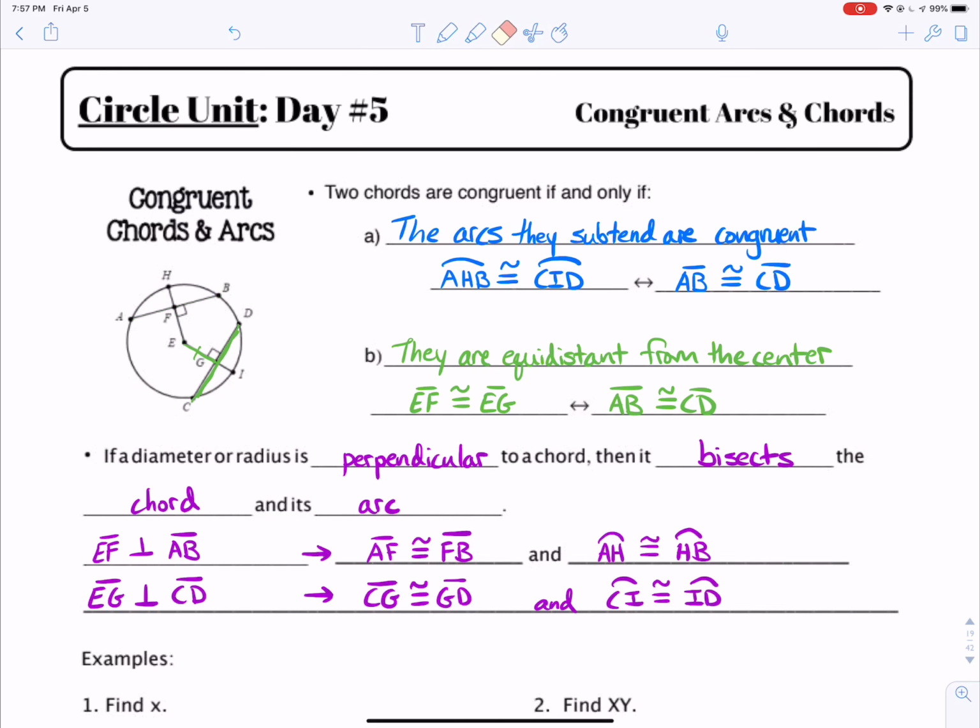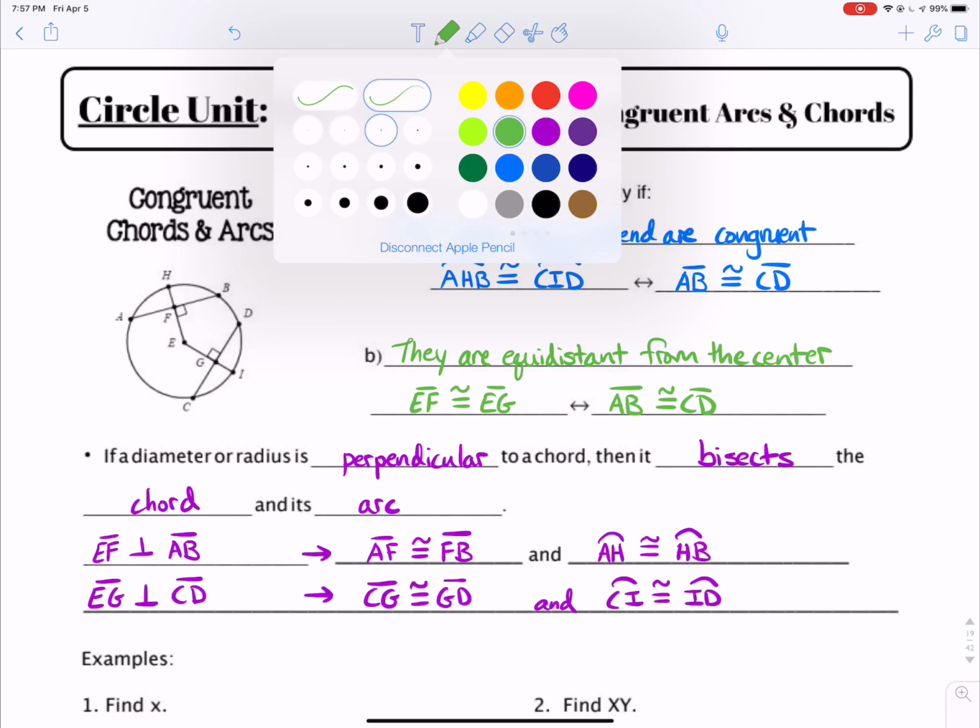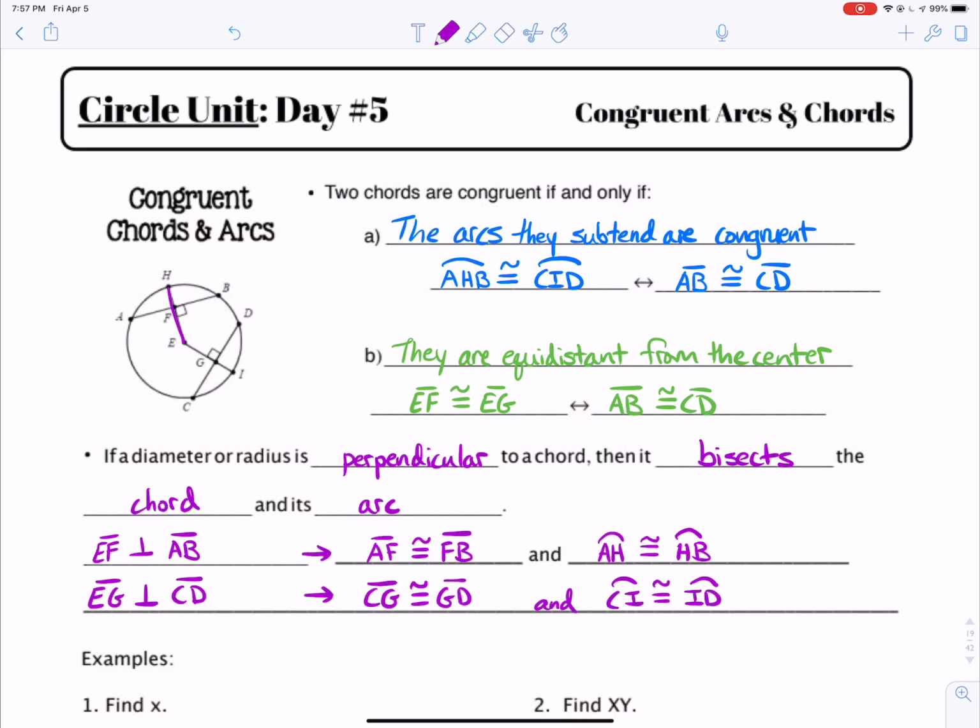And then in the next part of the notes, it says if a diameter or a radius is perpendicular to a chord, so in the picture they show the radius is perpendicular to the chords, both of them, then that bisects the chord and its arc. So chord AB and arc AHB would both be bisected if that happens. And if it's perpendicular on this side, the same thing would happen. It bisects the chord and it bisects the arc.